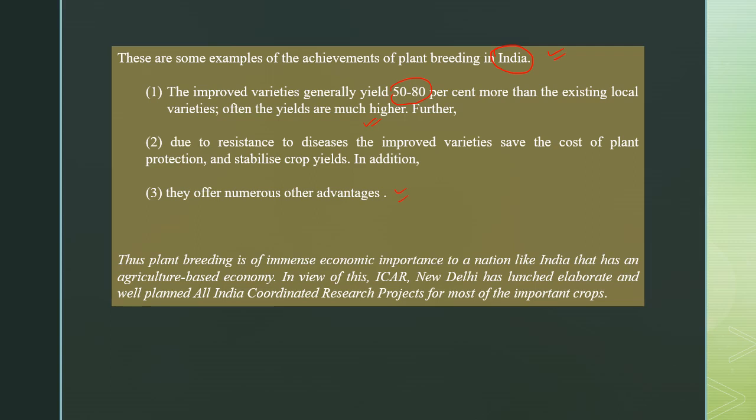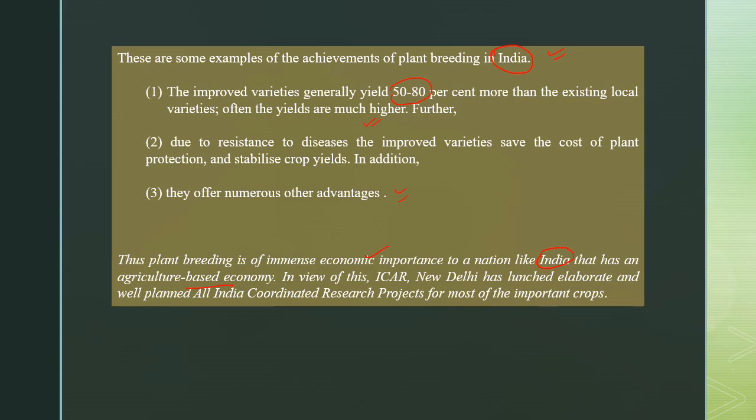And overall, there's a 50 to 80% increase in the existing local variety yield, and there are many disease resistances, etc. Thus, plant breeding is of immense economic importance to a nation like India, which is a developing country and which has an agriculture-based economy. In view of this, the ICAR New Delhi has launched the elaborate and well-developed AICRP, that is the All India Coordinated Research Project, for almost all important crops, which are involved in improving each particular crop day by day.